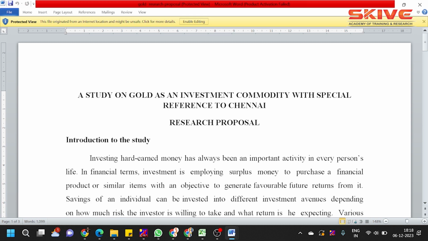Hello guys, today we are going to see a project demonstration about an MBA project. A study on gold as an investment commodity with special reference to Chennai. This is a finance related project. So, MBA in finance students can prefer this title for their project work.